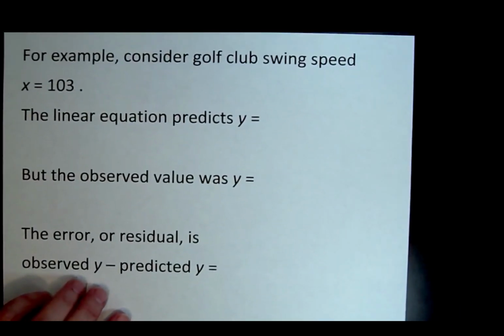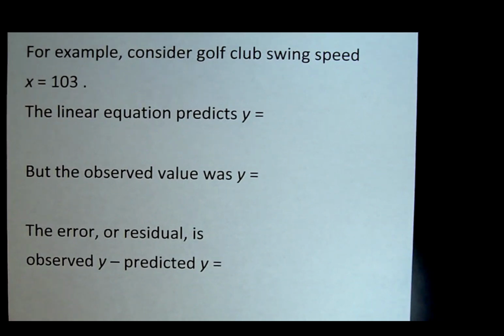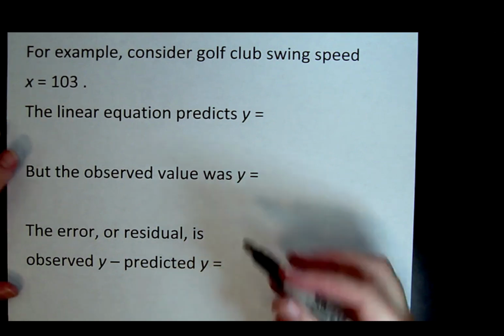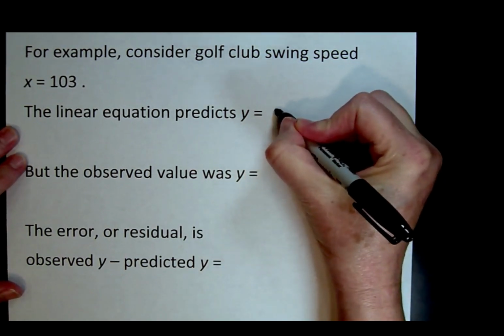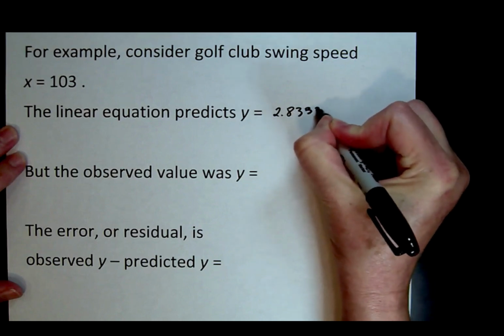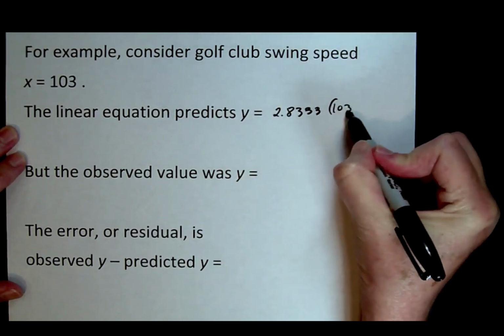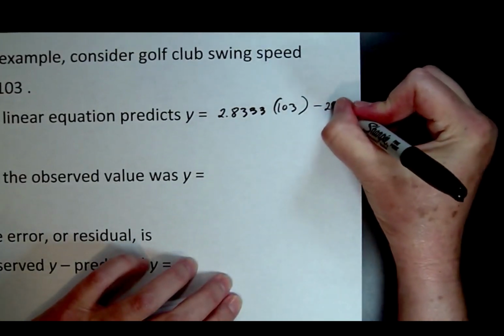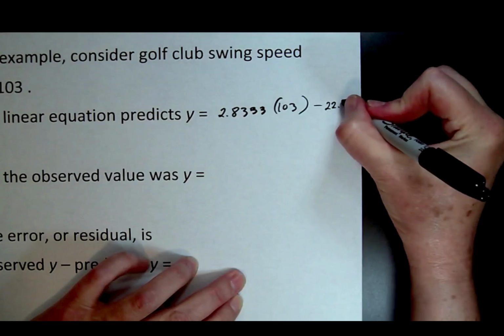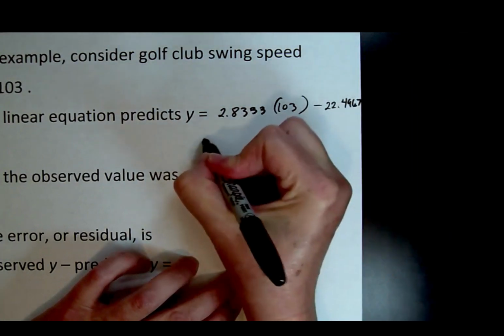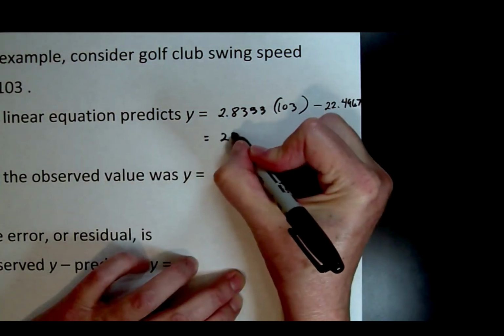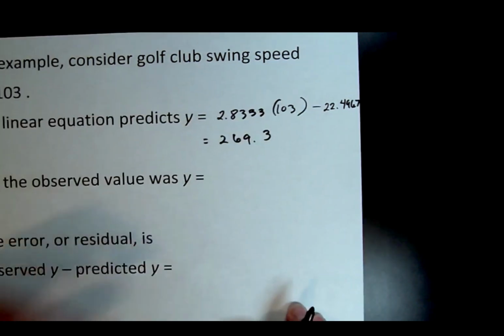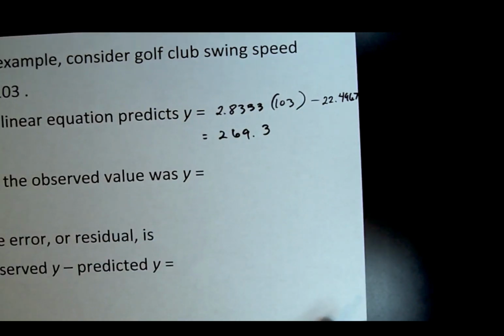So, for example, let's consider golf swing speed 103. Our linear equation predicts that the y value will be, let's see, we had 2.83333 times x, and we're using 103 for x, and then minus 22.4967. Okay, so we get, in this case, 269.3 yards.